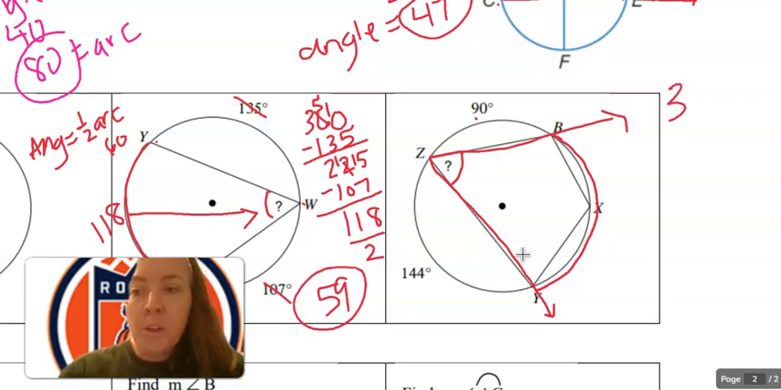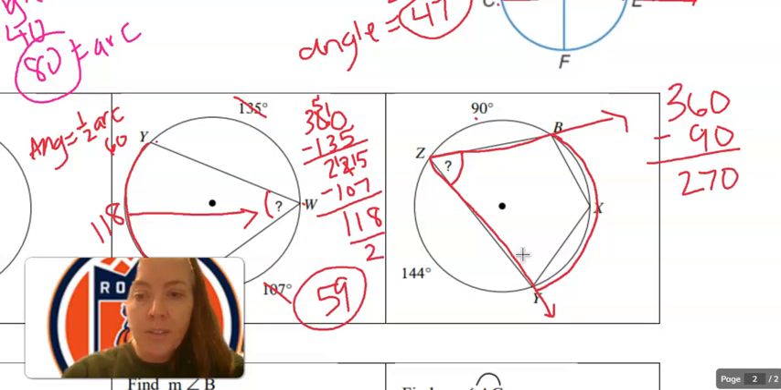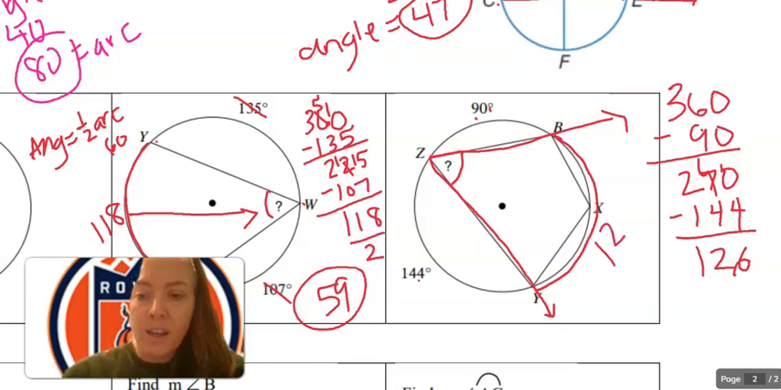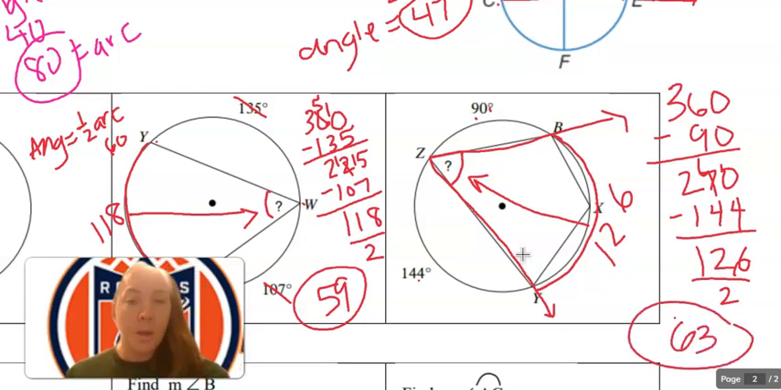So we know the total of all arcs is 360, and we'll take off the two that we know. So if I subtract, I get 270, and let's take off 144. So we'll subtract. So I get 126 is the arc. Okay, and I don't have to split it up into two parts. I don't know they're equal or anything. I know that entire arc is 126. So if I have the arc, we can take half of that to get the angle. So I got 63. Okay.